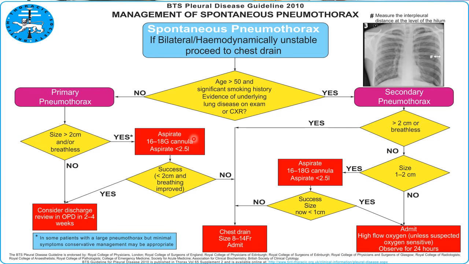Needle aspiration with a 16 to 18 gauge cannula, aspirating up to 2.5 liters of air. If not, we can consider discharging the patient and reviewing in outpatient clinic, and usually here it will be the SDEC in 2 to 4 weeks. So you need to do a referral for the SDEC.